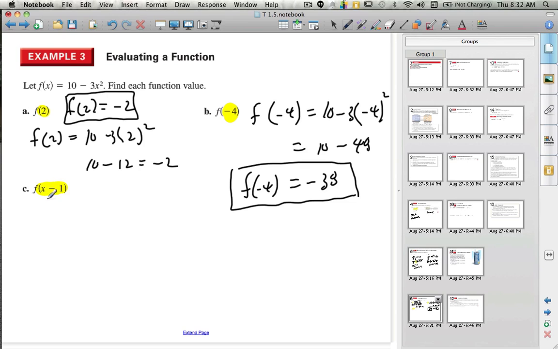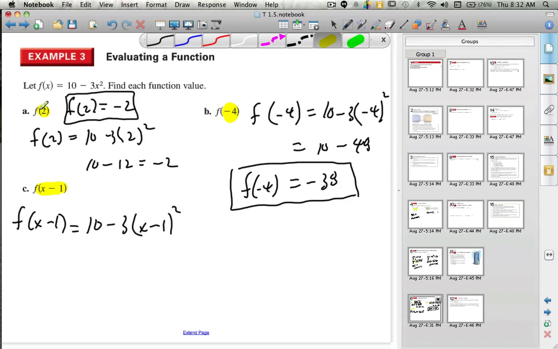Here they're asking me to plug a binomial in. All right, so I'm actually putting in an expression and I'm going to get out an expression. Okay, so I have 10 minus 3 times x minus 1 squared. So you'll see it doesn't matter what item gets put in these parentheses. What I do with it stays the same. I plug it in. Where do I plug it in? I plug it in place of x. It replaces x. I substitute it for x.